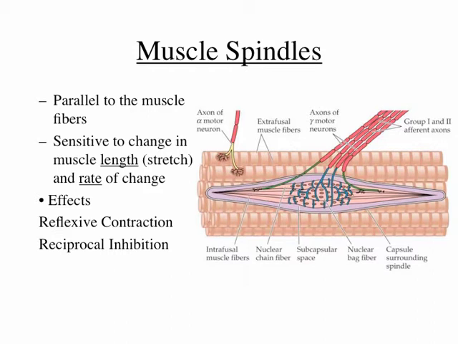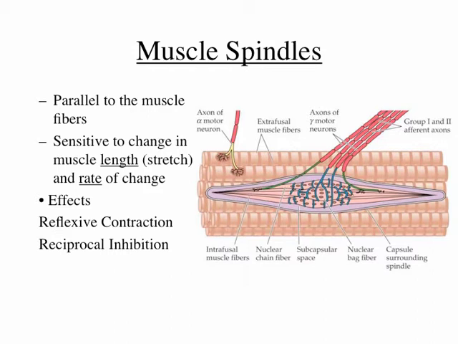So if we look at this slide, the picture on here shows a muscle spindle. The definition of a muscle spindle is that it's a neuromuscular spindle that lies between regular muscle fibers. So it's actually in the muscle belly. The muscle spindles are sensitive to change in muscle length, which could be a stretch, and the rate of change. So both of those have to be present.